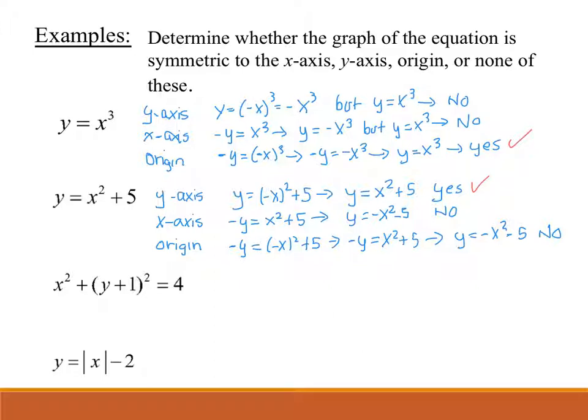So now I want you to look at the third one, which is x squared plus y plus 1 squared is equal to 4. I would like you to try that on your own and see whether you find that it's symmetric to the x-axis, to the y-axis, or to the origin.